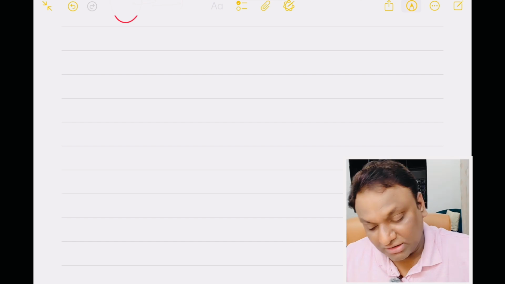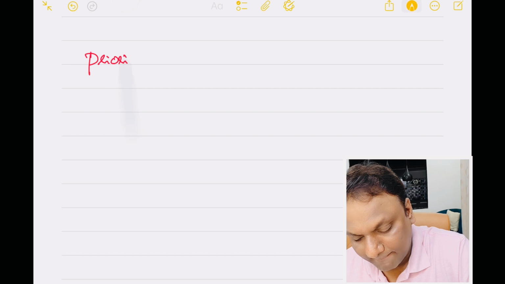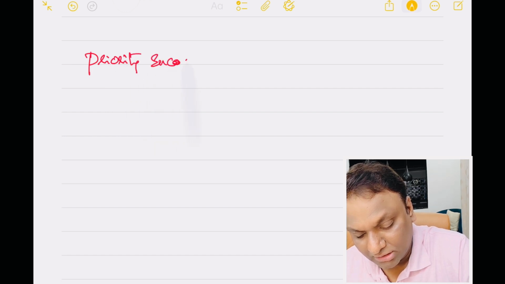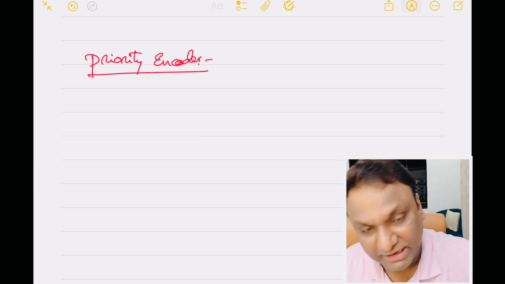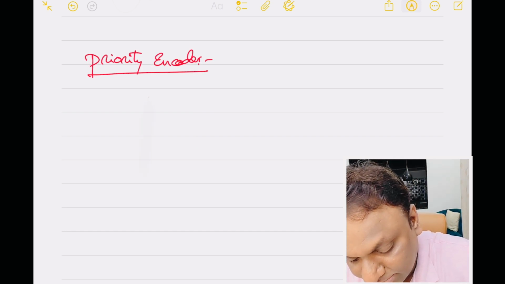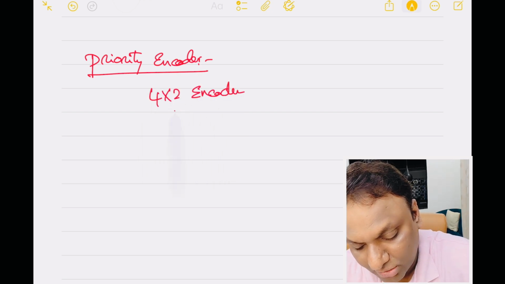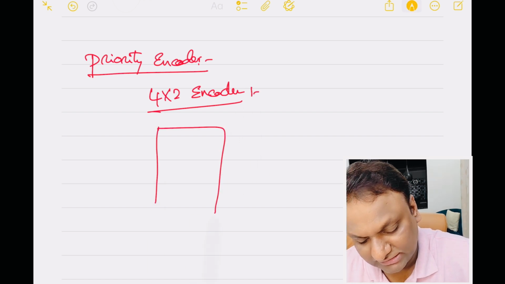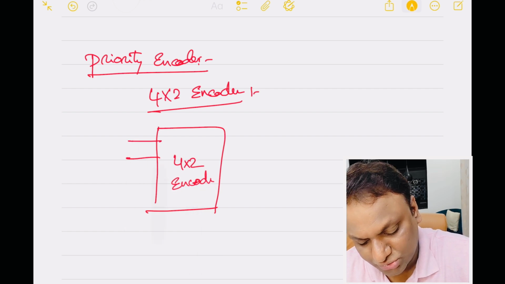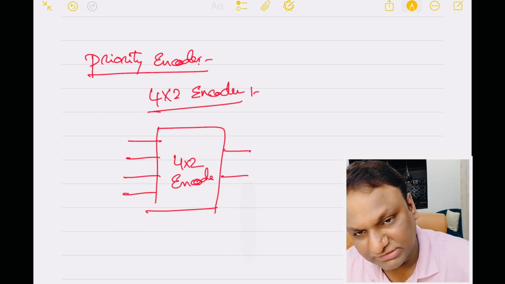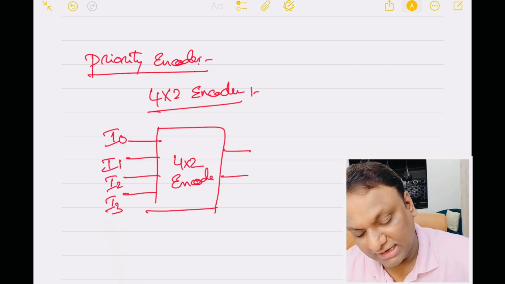Okay, so there is another concept called priority encoder. What the priority encoder is: here I shall take a 4 to 2 encoder. This is a 4 to 2 encoder. I have 4 inputs and 2 outputs. This is I0, I1, I2 and I3.